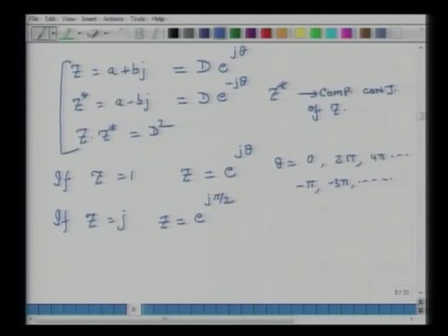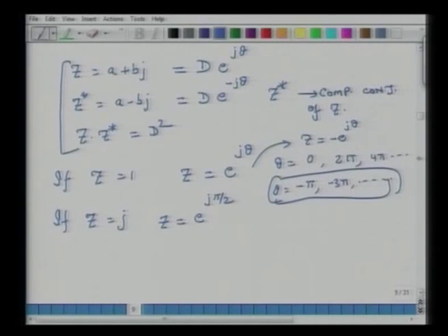Because cos pi is minus 1, and also cos minus pi is minus 1. Actually, you're right. So it should have been 0, 2 pi, and so on. An alternative solution could be z equals minus e^(j theta), where theta is this thing. So I have two sets of solutions. One is z equals plus e^(j theta), where theta equals 0, 2 pi, 4 pi, and so on and so forth. And the other one is z equals minus e^(j theta), where the associated theta values are minus pi, 3 pi, and so on and so forth.